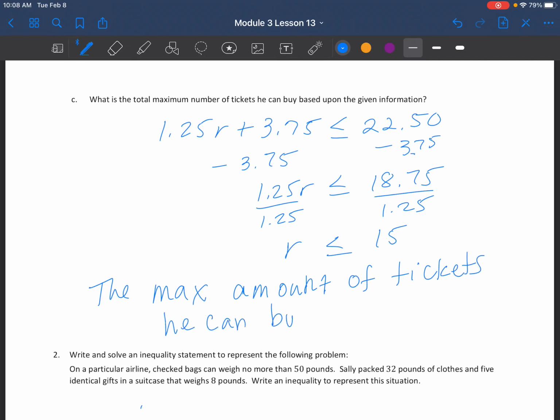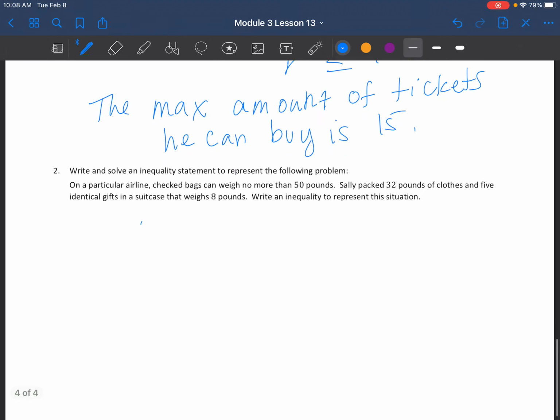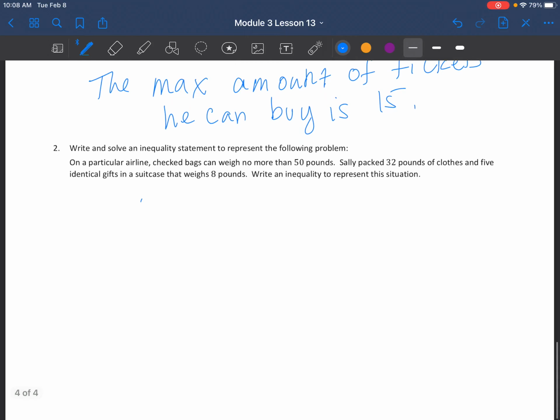So the max amount of tickets he can buy is 15. All right. Last one.